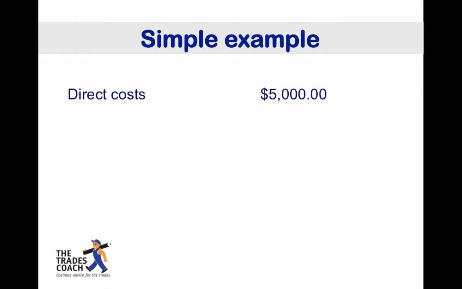So for our little business here, we have a job with $5,000 worth of direct costs. Direct costs being those that are directly attributable or payable or chargeable, should I say, to the client. So that's typically going to be your materials, your direct labor, any sort of subcontract labor, maybe equipment hire, that sort of stuff like that. Anything that goes against the job.